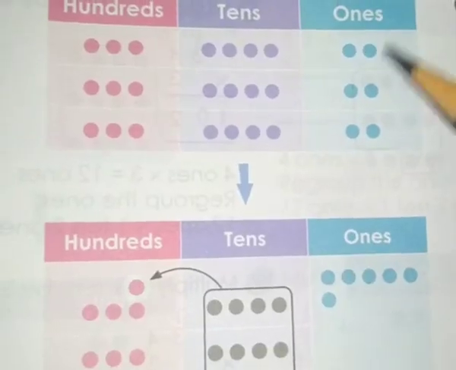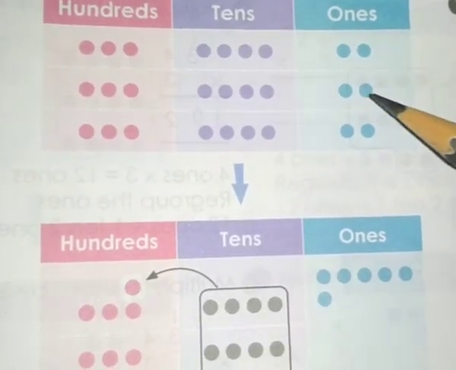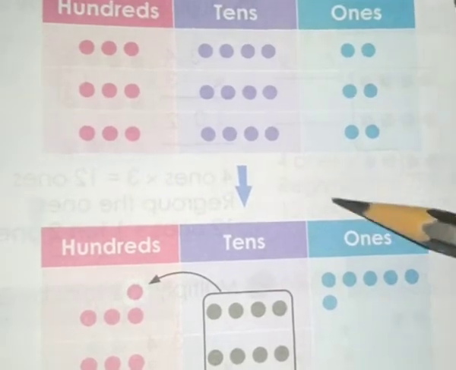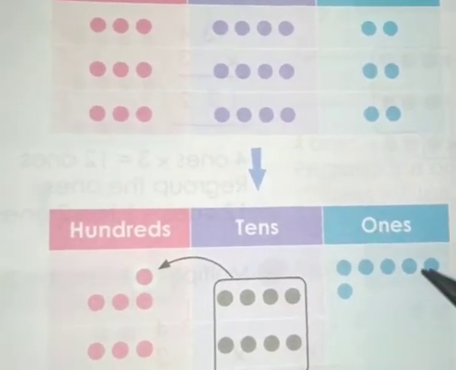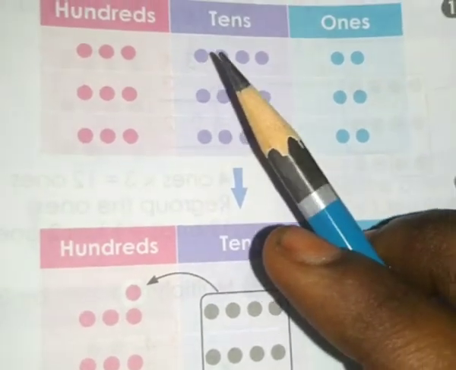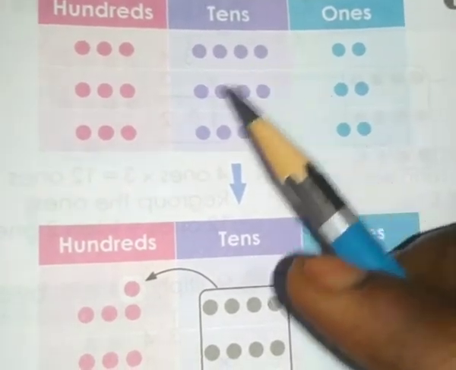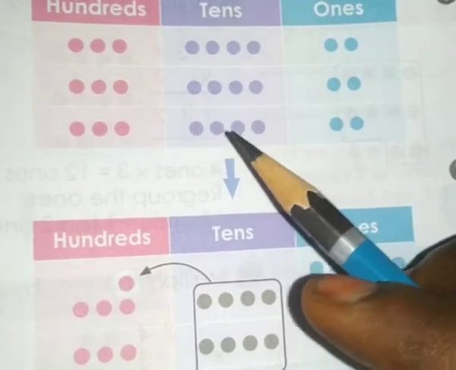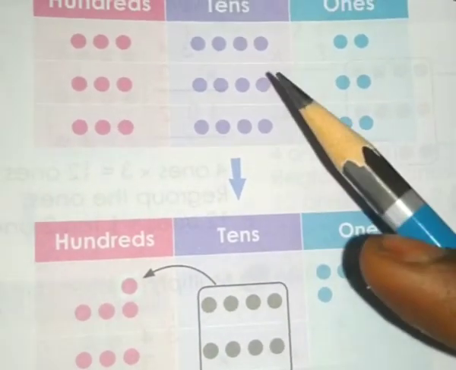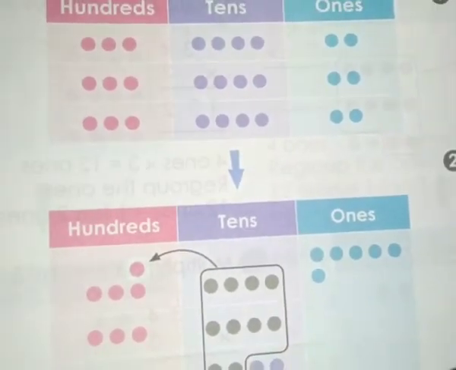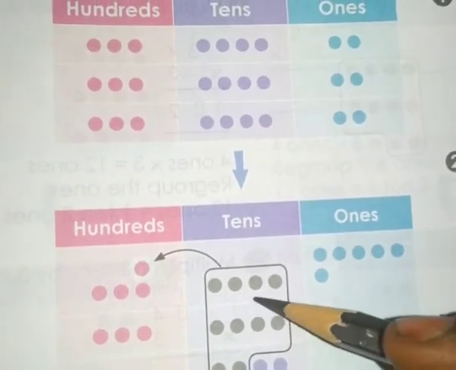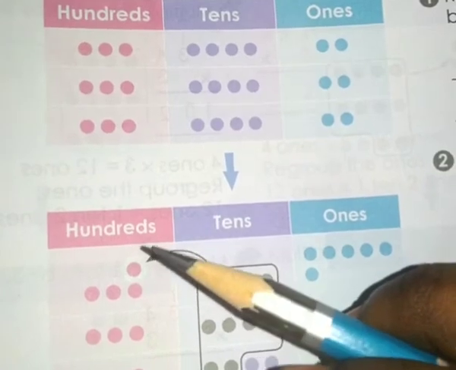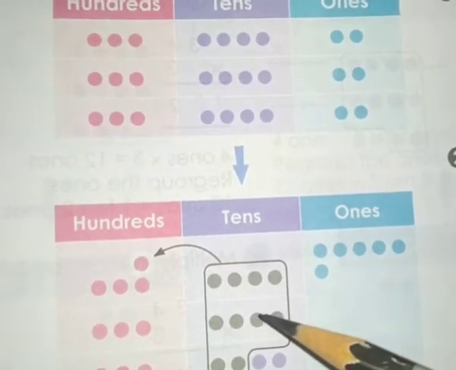How many values are there in ones place? 1, 2, 3, 4, 5, 6. So all the 6 dots should be put together. Then go to tens place. How many dots are there? 1, 2, 3, 4, 5, 6, 7, 8, 9, 10, 11, 12. So from 12 we have to write 2 under tens place, and 10 tens will be carried over to hundreds place as 100. 10 tens are equal to 100.